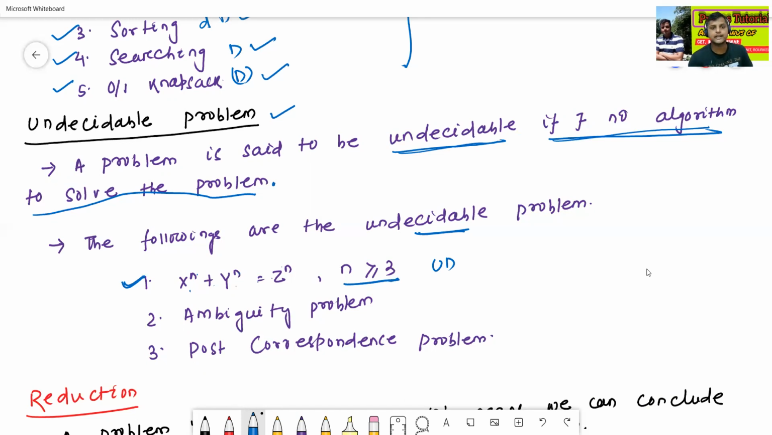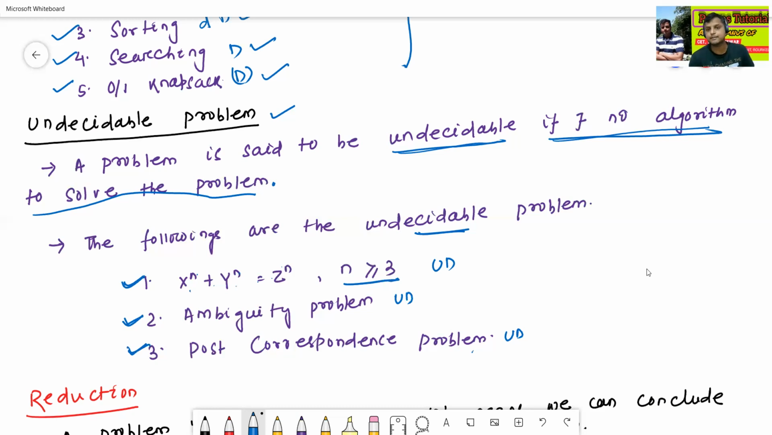The next problem, the ambiguity problem, is undecidable, because there is no algorithm to solve that problem. The next problem, the post correspondence problem, is also called an undecidable problem, because there is no algorithm to solve that problem.